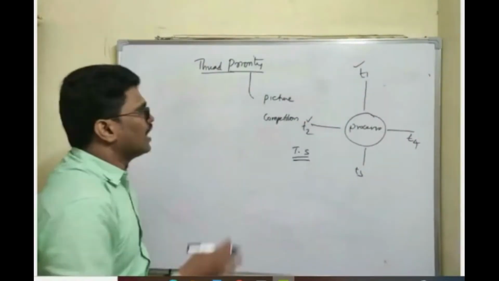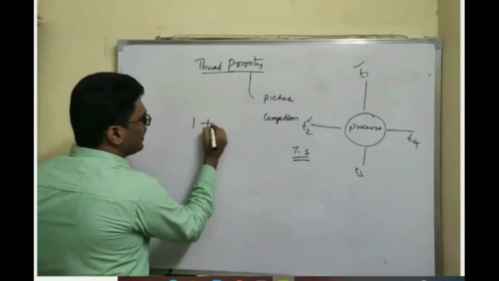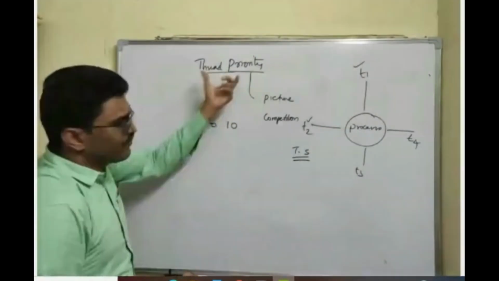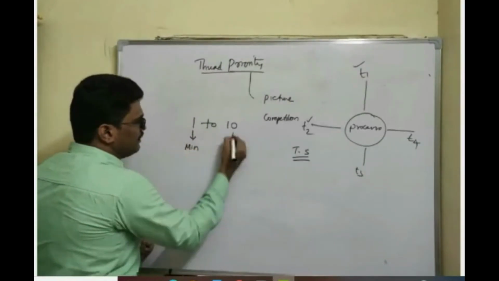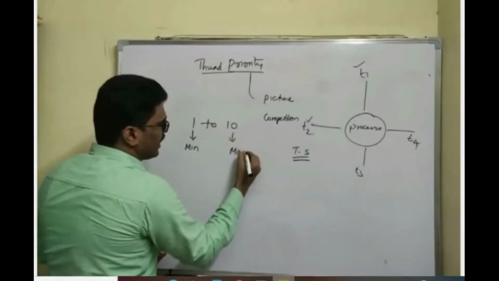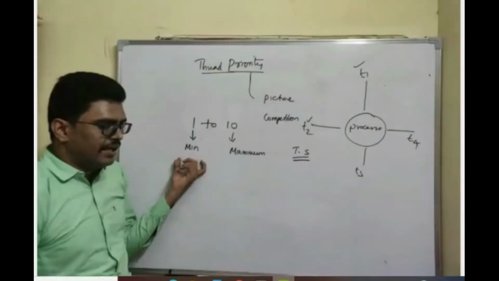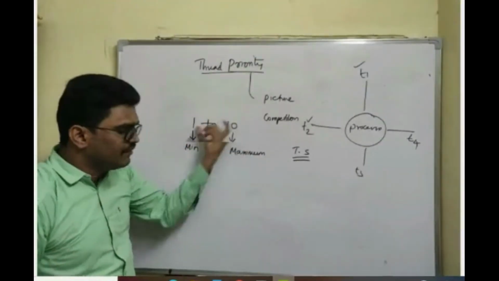Okay. So now, how are priorities assigned? Priorities of threads are given with the values 1 to 10. 1 is the minimum priority, 10 is the maximum priority. These priority values are used to assign priorities to the threads.